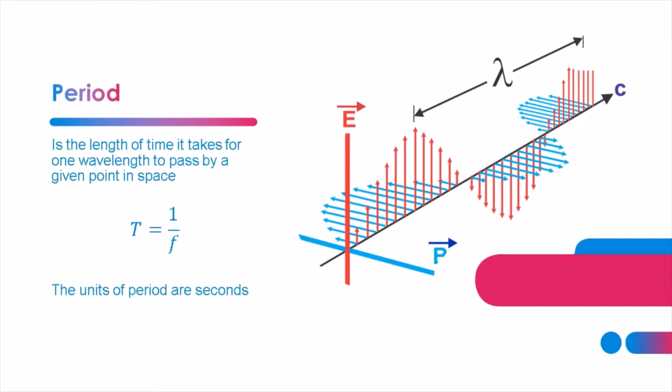The last quantity we will consider is the period of a wave. A wave's period is the length of time it takes for one wavelength to pass by a given point in space. Mathematically, the period T is simply the reciprocal of the wave's frequency, f. Now that we have an understanding of some basic properties of waves.